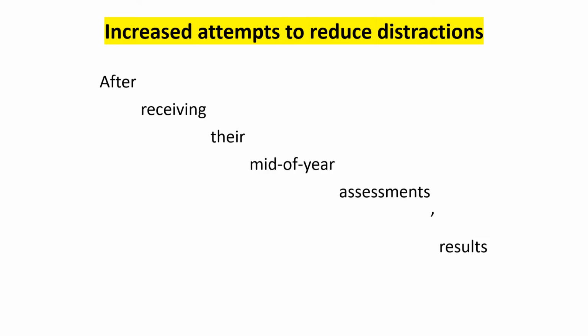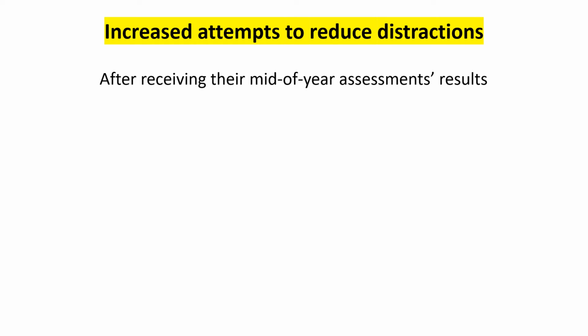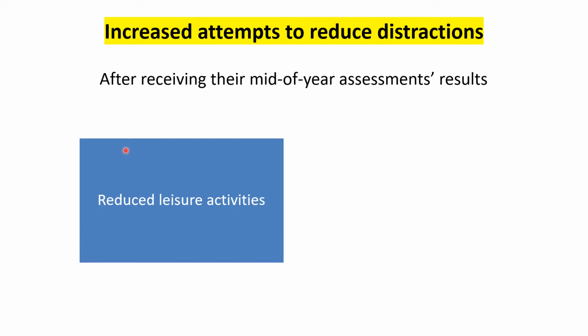Okay, what happened is that after these year 1 struggling medical students received their mid-of-year assessment results, some of them tried to do something. They tried to increase their attempts to reduce distractions. So what are the examples? What did they do? For example, they tried to reduce their leisure activities, and leisure activities such as sleeping, going out, enjoying, watching movies, and so on.